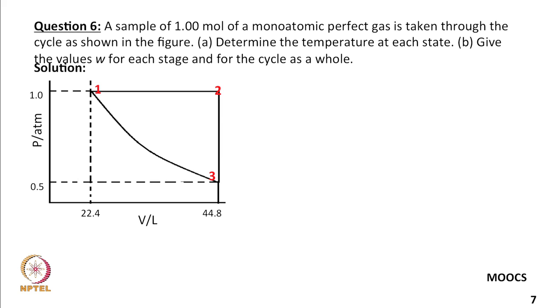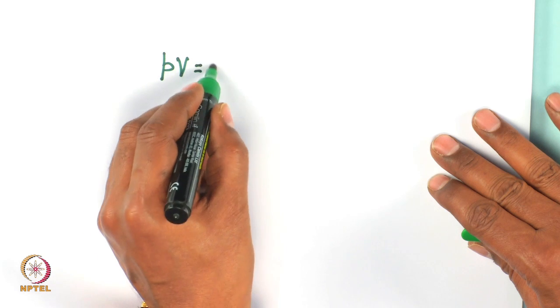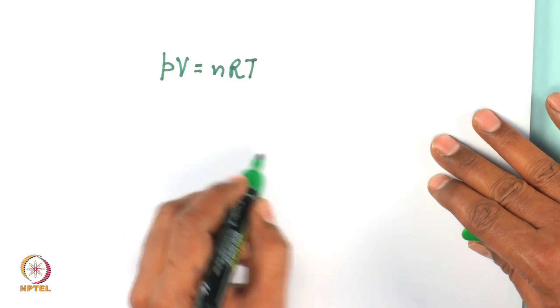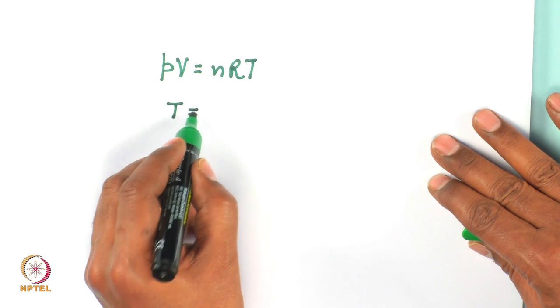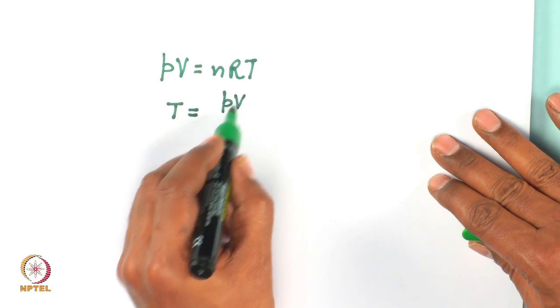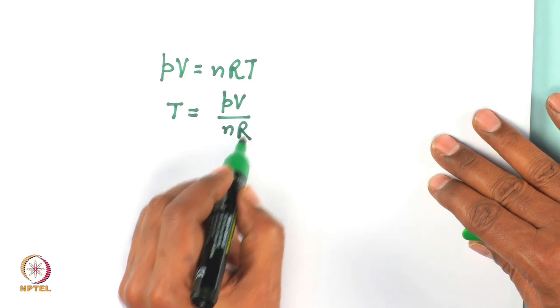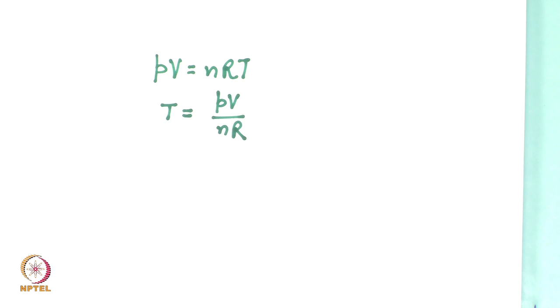The first question is to determine the temperature at each state, and you see it is a monoatomic perfect gas. Therefore, at each state PV is equal to nRT applies. Therefore, temperature can be easily calculated from PV equal to nRT, whether the gas is at stage 1 or at stage 2 or at stage 3 as shown in the figure.